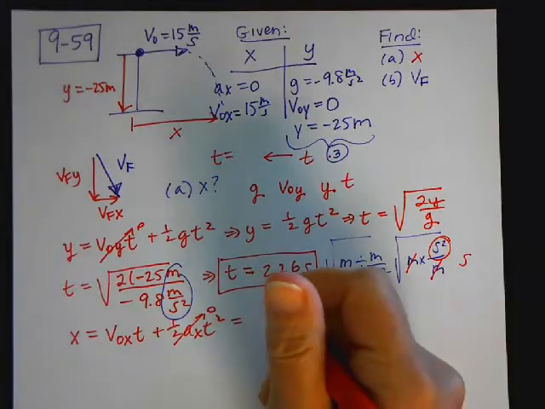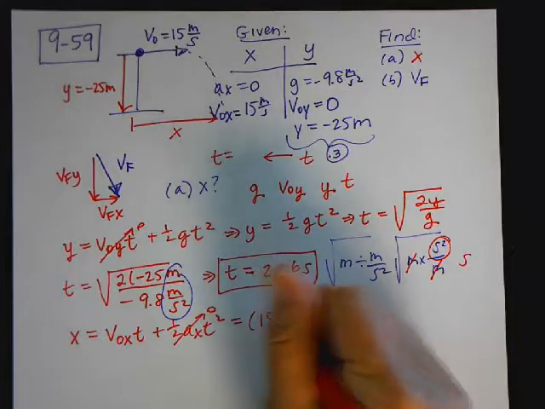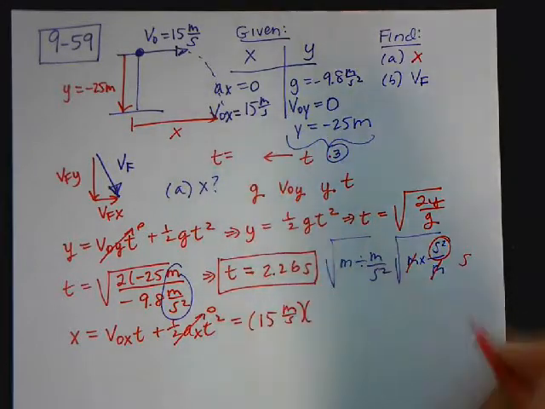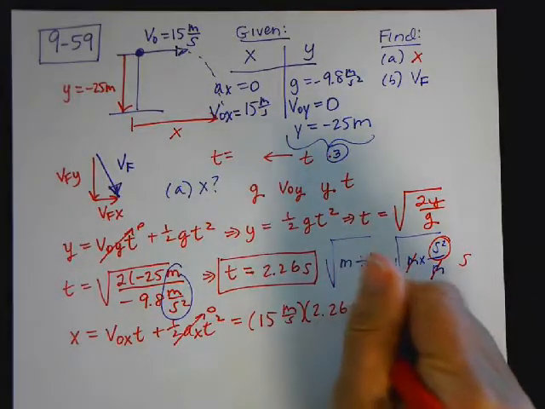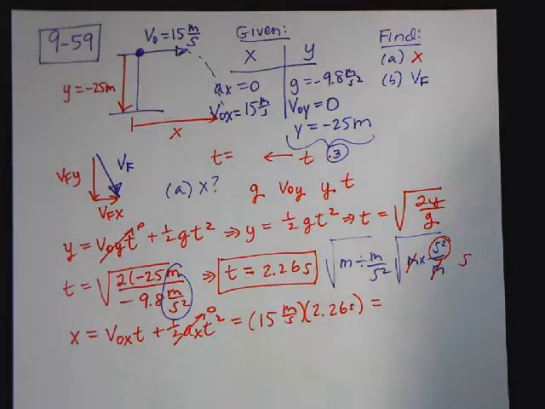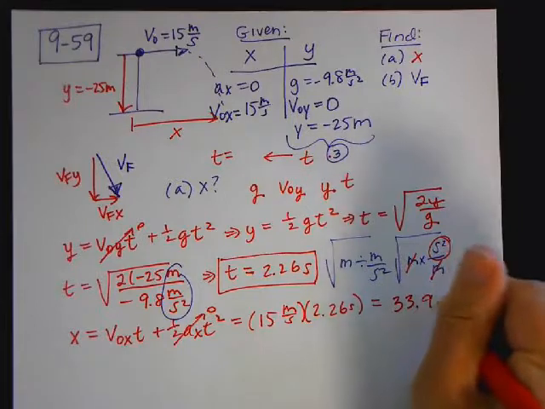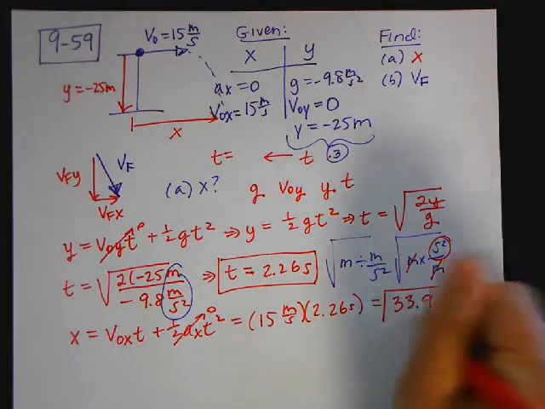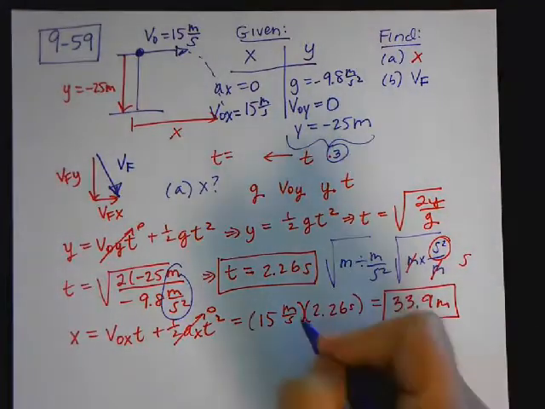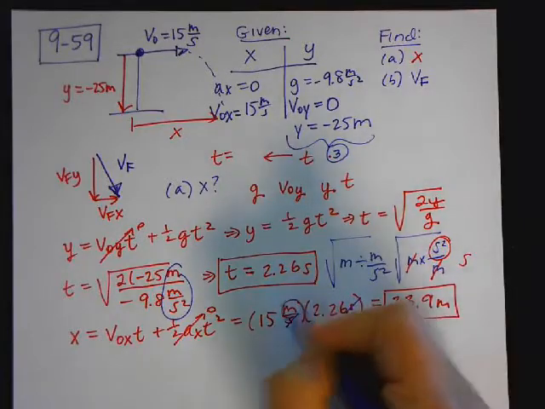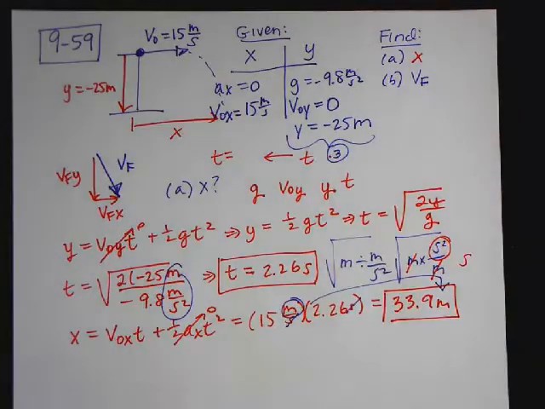So this is equal to v naught x, which is 15 meters per second, times time, which is 2.26 seconds, and x comes out to be 33.9 meters. But let's go ahead and look at our units. This second cancels with that second, and I end up with meters, which is the correct unit.